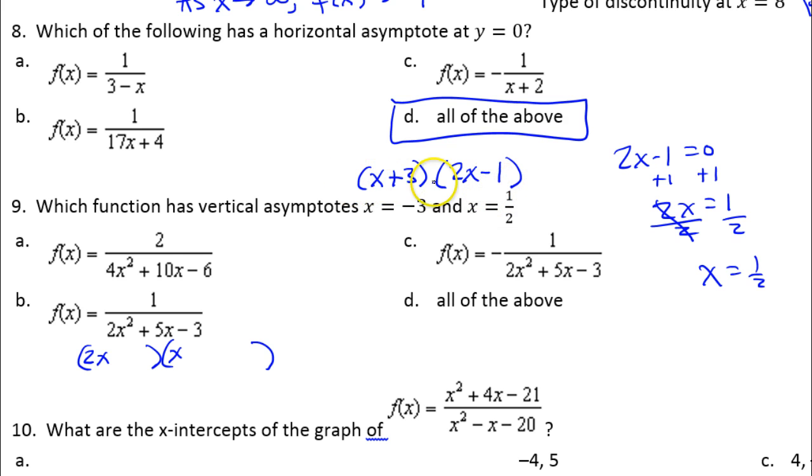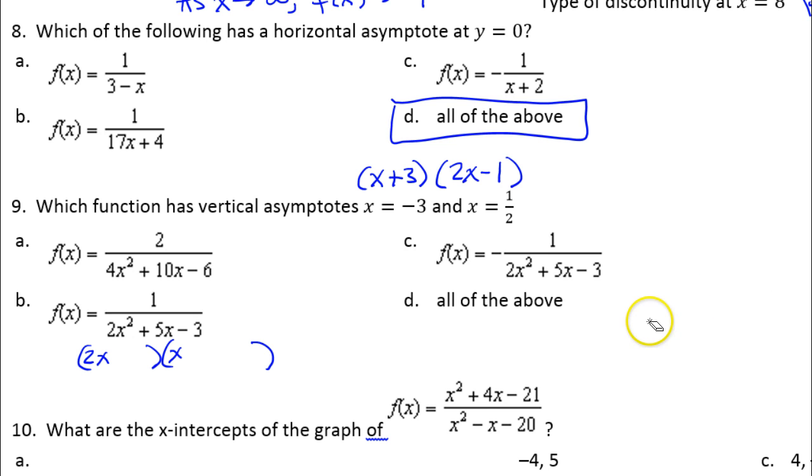Now if I multiply these together, by doing the double distributive property, that should help me see which one it's going to be. And you know what? Look, both of these denominators are the same. So if this turns out to match this, then it must be all of the above. But let's check it out.